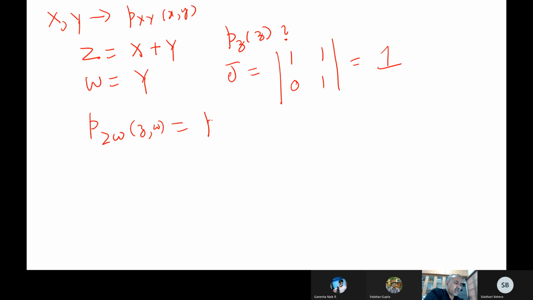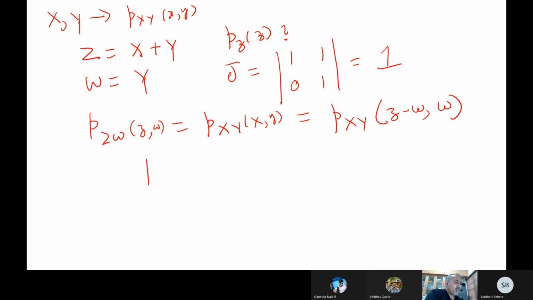So this turns out to be the same as p_xy(x, y), because my Jacobian is 1, or I have to write the inverse transformation. So x, I can write, if y is w, say, x becomes z minus w. So z minus w comma w. So this is my joint density function.